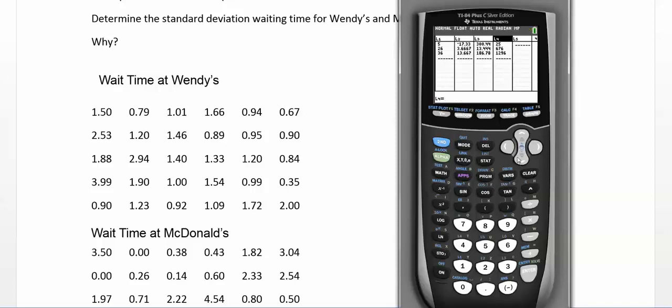So if you want to clear your lists, and then go in and type in each data set. Just so we're on the same page here, we'll put the Wendy's data in list 1. So you can type all that in, and then we'll put McDonald's into list 2, and then we'll talk in a second about what you do with that to get the standard deviation to show up.